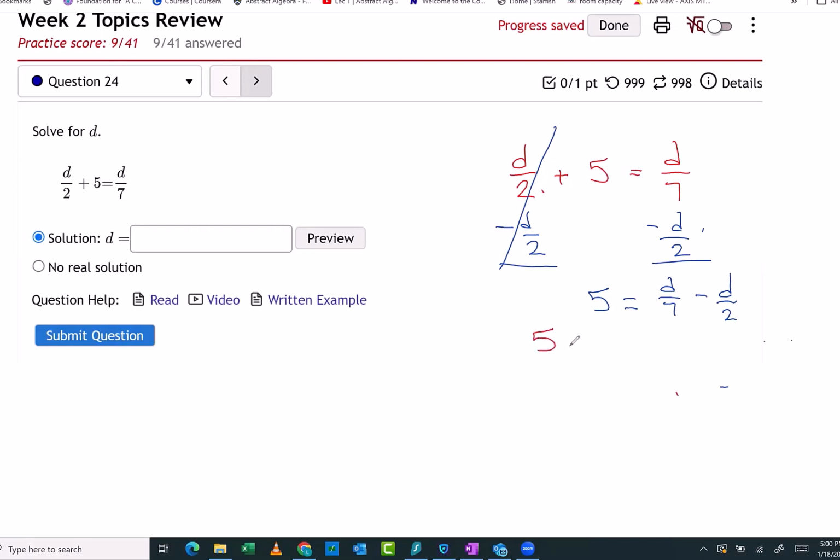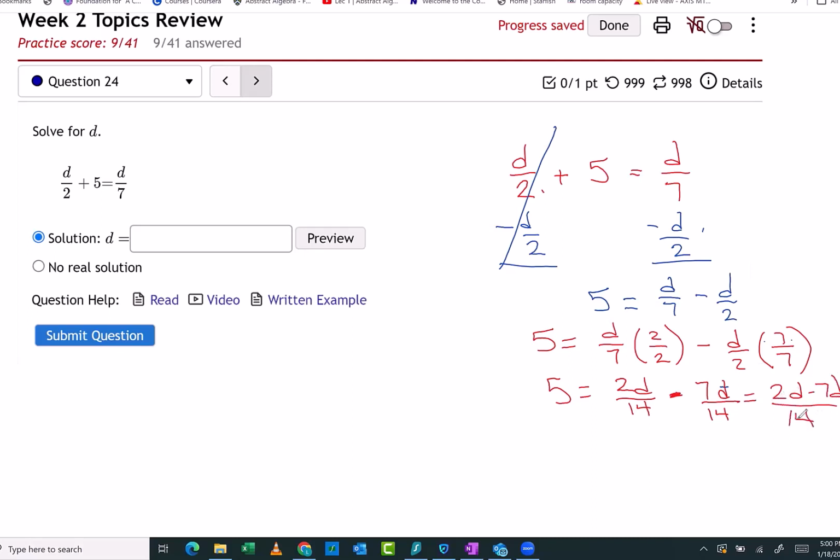I have 5 equals d over 7 times 2 over 2 minus d over 2 times 7 over 7. My next step is d equals 2 times d divided by 14 minus 7 times d over 14. And look, now I have a least common denominator. This becomes 2d minus 7d divided by 14.